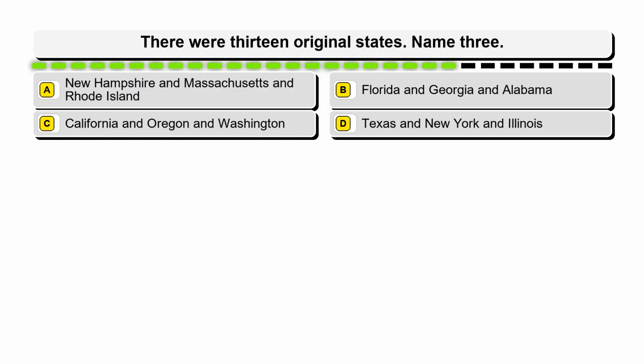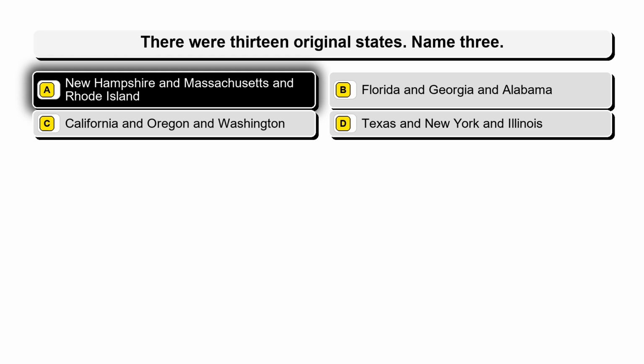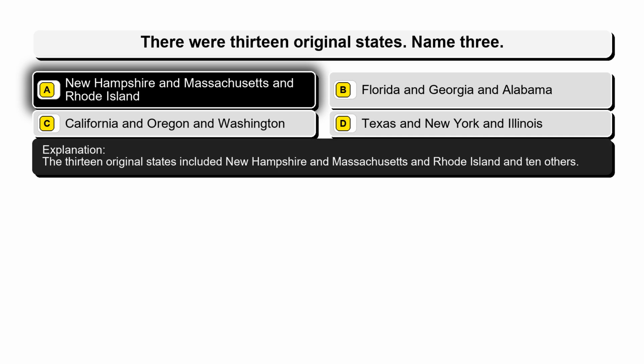Name 3. Option A. New Hampshire and Massachusetts and Rhode Island. Option B. Florida and Georgia and Alabama. Option C. California and Oregon and Washington. Option D. Texas and New York and Illinois. The correct answer is option A. New Hampshire and Massachusetts and Rhode Island. The 13 original states included New Hampshire and Massachusetts and Rhode Island and 10 others.